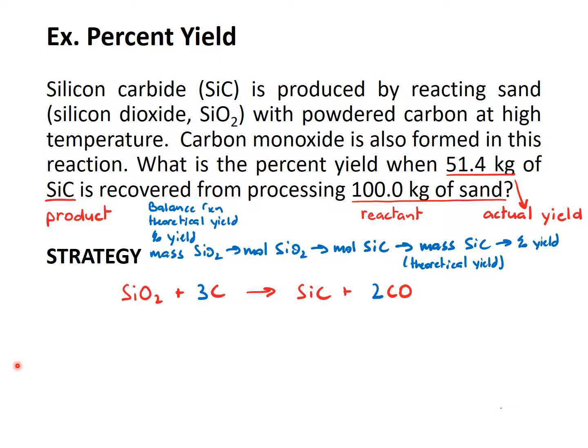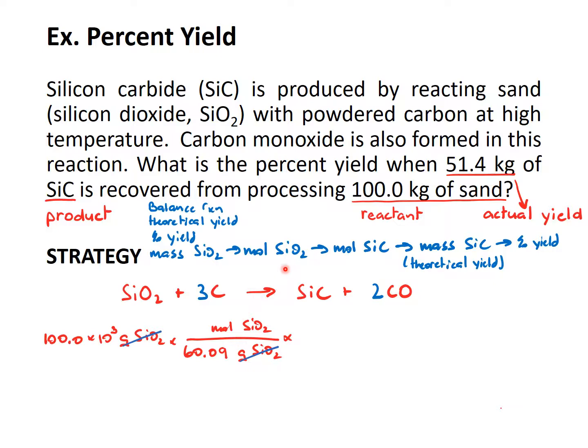Now we calculate the theoretical yield, starting with 100 kilograms of silicon dioxide or sand. This converts to 100.0 times 10 to the 3 grams of silicon dioxide. Now to convert from mass of silicon dioxide to moles of silicon dioxide, we divide by the molar mass, which is 66.09 grams per mole of silicon dioxide. We can see here that by dividing by the molar mass, the grams of silicon dioxide cancel, leaving us with moles of silicon dioxide as we had intended.